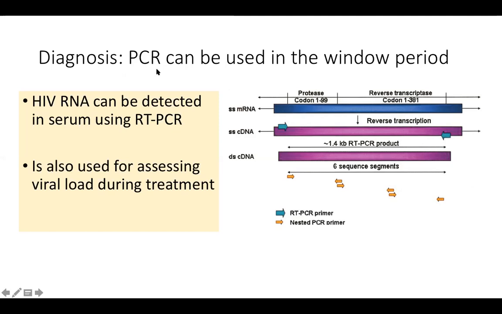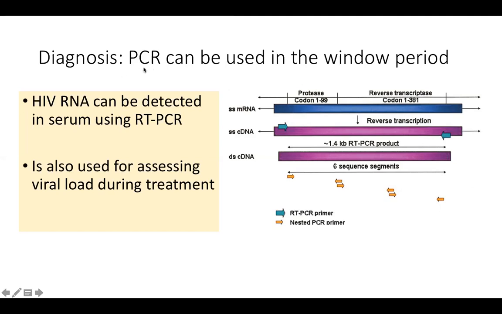So what can I do now? It's a window period. My ELISA obviously is going to come negative. What can I do if I really want to make sure that I haven't acquired the infection, or someone who has had unprotected sex or is anyway fearful that he wants to get tested?